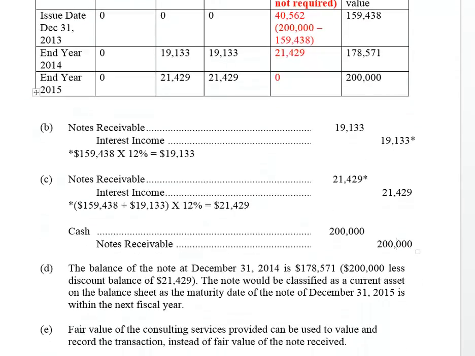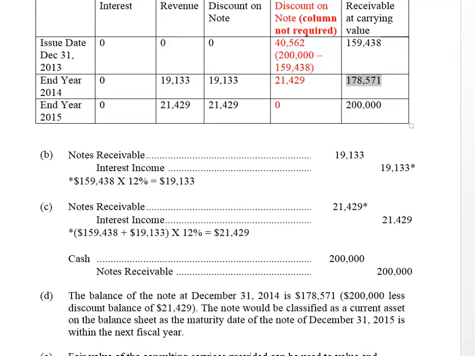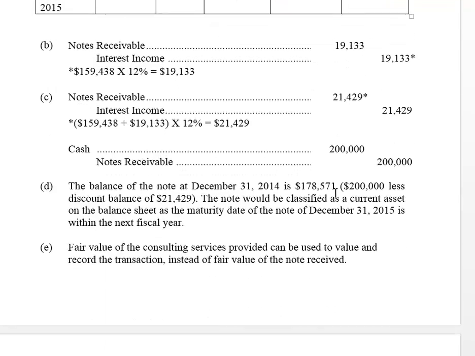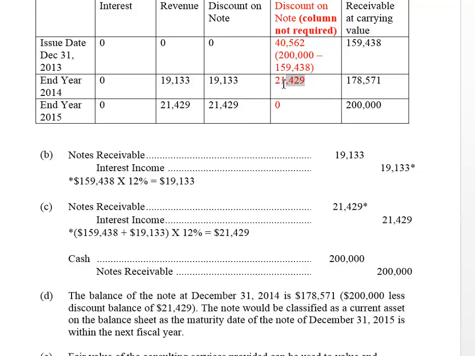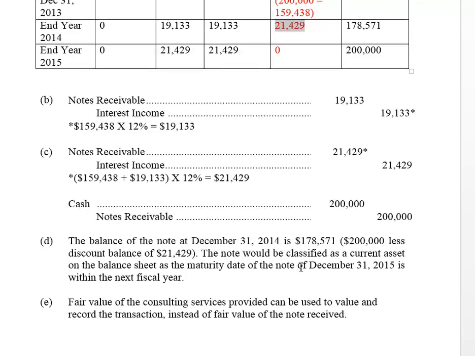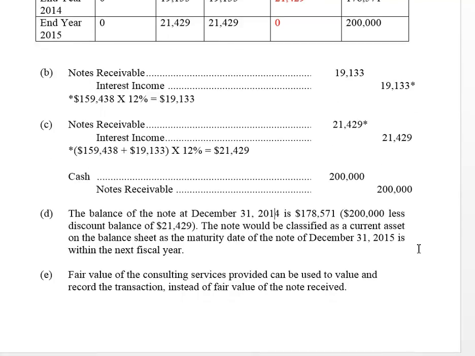Now, the question also asks you to talk about classification. So at the end of 2014, where would that get classified? In our case, it would be classified as a current asset, and you can set it up as $200,000 less the unamortized discount of $21,429, which we have here in this column, if you chose to use an unamortized discount column. And it would be current because, don't forget, the note is due at the end of 2015, and from the end of 2014 to 2015, that's a year, so it's current.